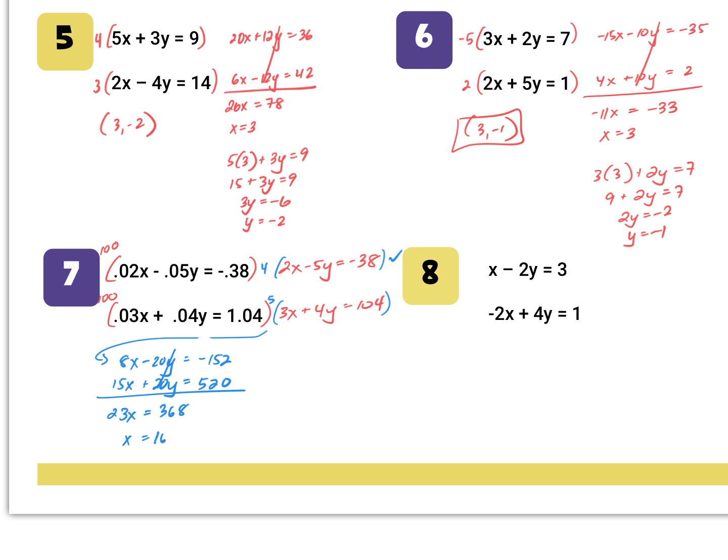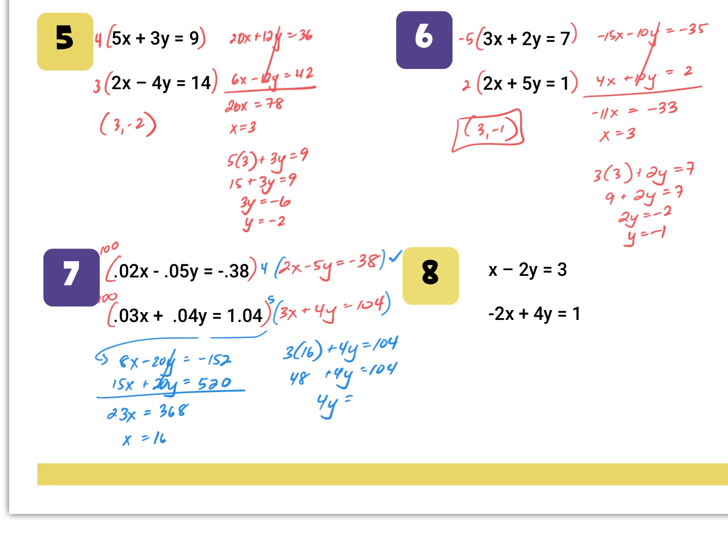So I got my first answer, and I have to plug it into one of these. I'm thinking, even though I like to avoid negatives, I feel like the numbers are going to be smaller in the first one. I'm not sure. Maybe I will do the bottom one. So I'm going to do 3 times 16 plus 4y equals 104. And I did it to avoid the negatives. 48 plus 4y equals 104.